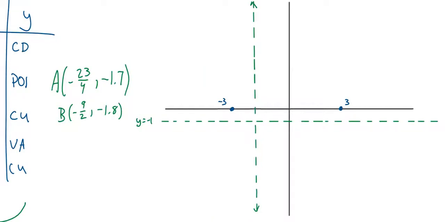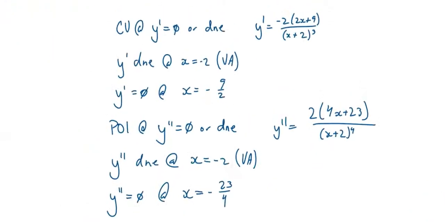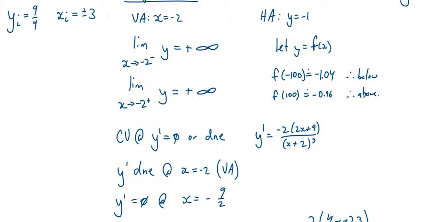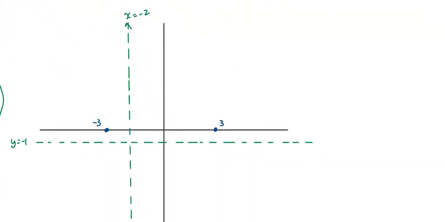What next? I think I'm going to do my behavior around my asymptotes. If you remember, approaching -2 from the left and the right was both going up. From the left, positive infinity, from the right, positive infinity. So they're both going up. For the horizontal asymptote, going off to the left is below, off to the right is above.